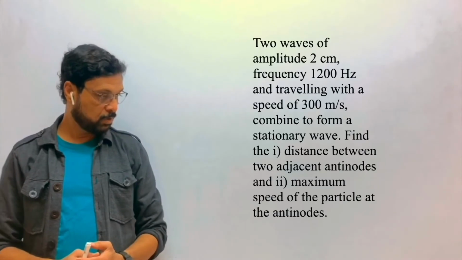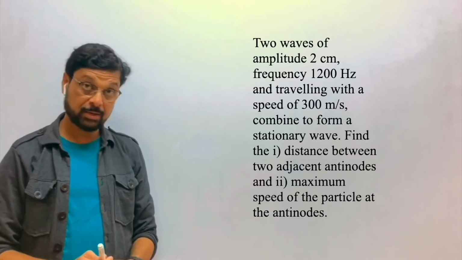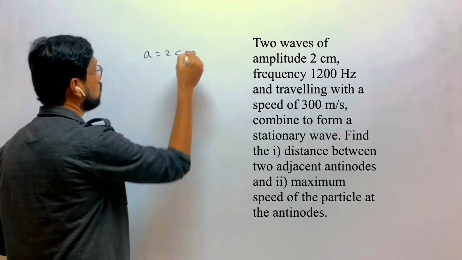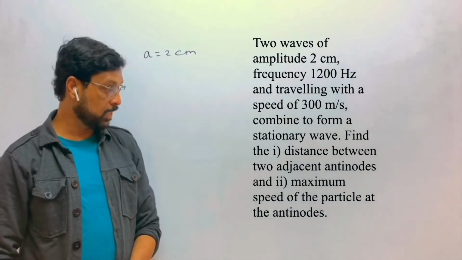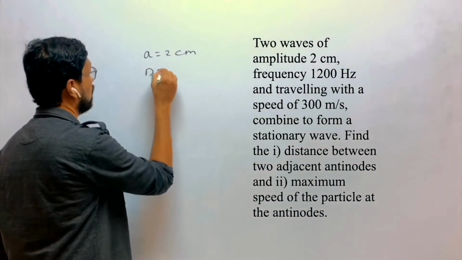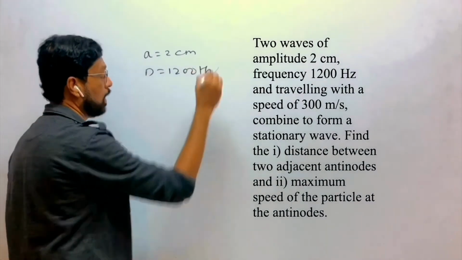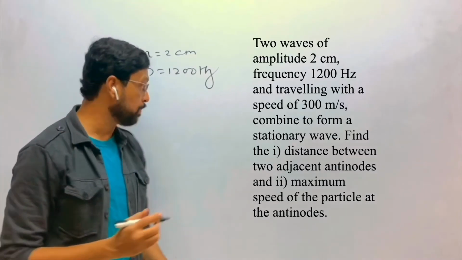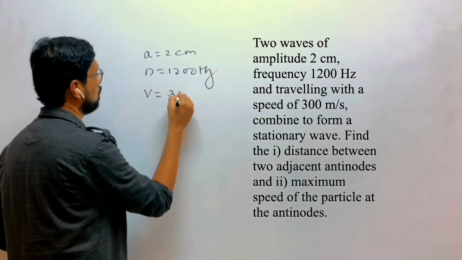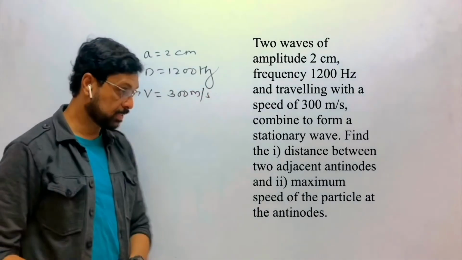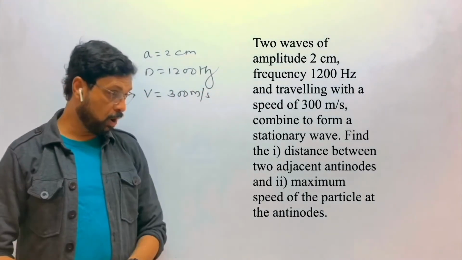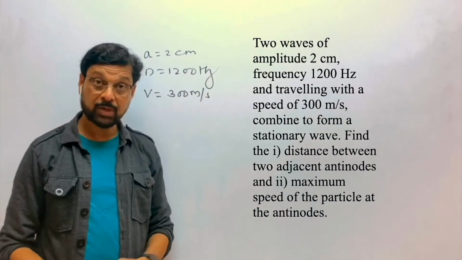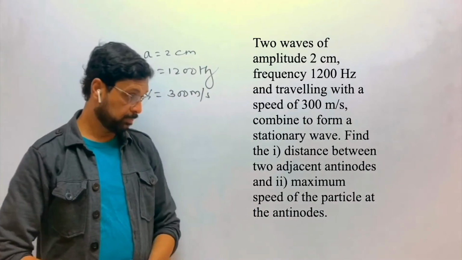Two waves of amplitude 2 centimeter. दो वेव्स हैं, हर वेव का एम्पलीट्यूड है 2 सेंटीमीटर. फ्रीक्वेंसी 1200 हर्ट्ज. n is equal to 1200 hertz and traveling with a speed of 300 meter per second. V is equal to 300 meter per second. Combine to form a stationary wave. इन दोनों वेव्स का सुपरपोजिशन हुआ and a stationary wave was formed.